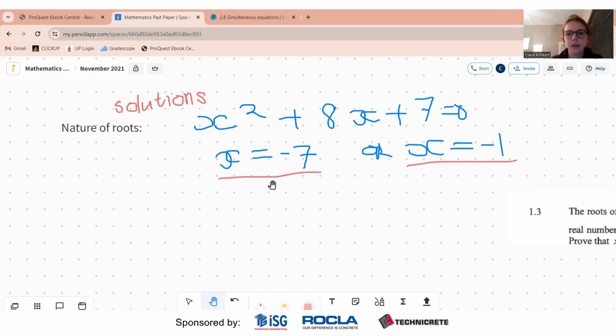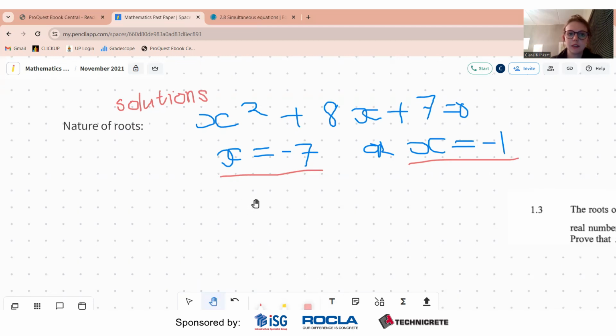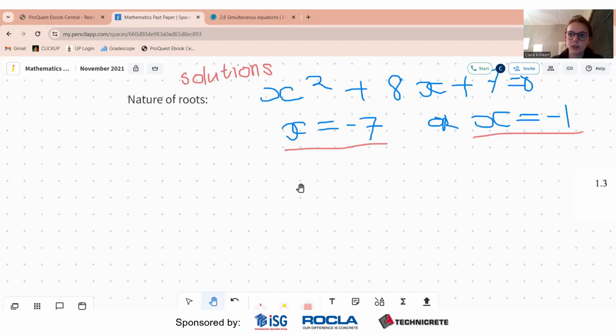Okay, there we go. Right, so those are our roots. Now, what I'm going to use to explain this nature of roots question is actually the quadratic formula. We can apply the quadratic formula to any quadratic equation involving x to find the roots of the equation, the solutions, the x values.